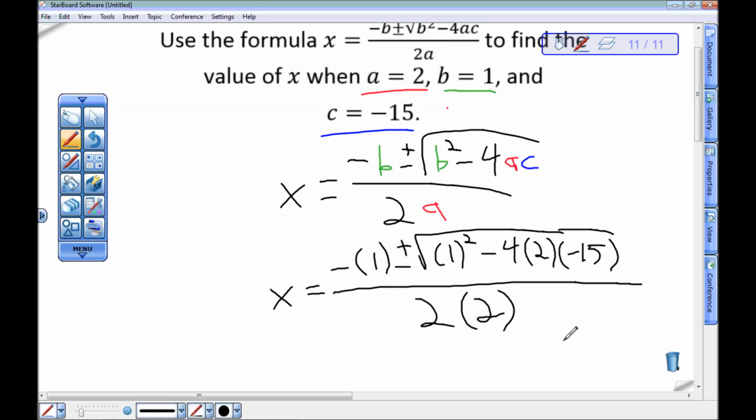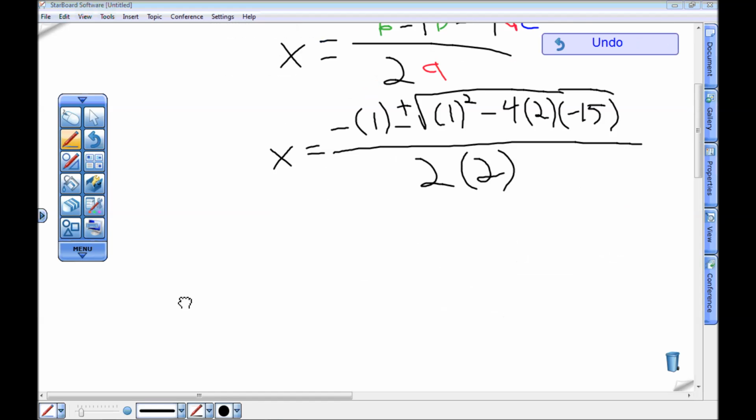I always stop at this point and say, did I put those in right? So b was 1, b should be here, and it is. A was 2, a should be here, and it is. And c was negative 15, c only goes in one spot right there. Perfect. I've got them in correctly.